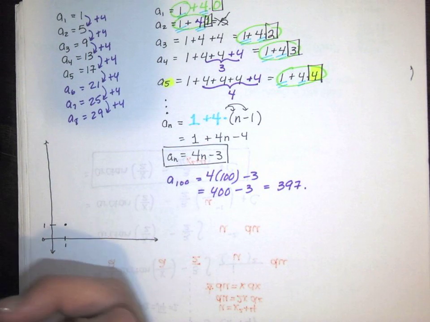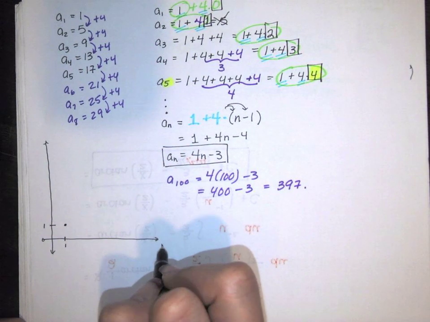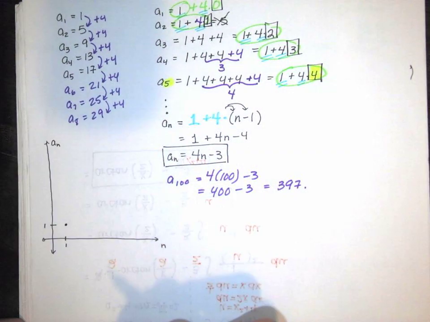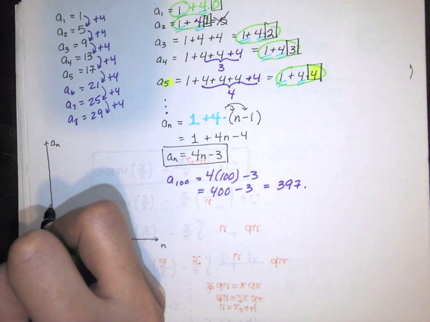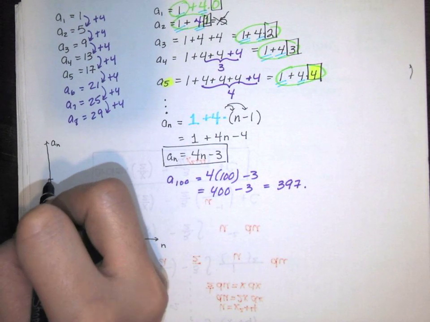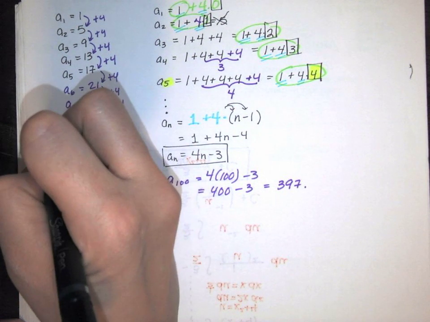But let's see how that plays out. When n equals 1, a sub 1 is 1, so we plot that point. This is the n axis now. This is the a sub n axis. When n equals 2, we get 5. When n equals 3, we get 9.